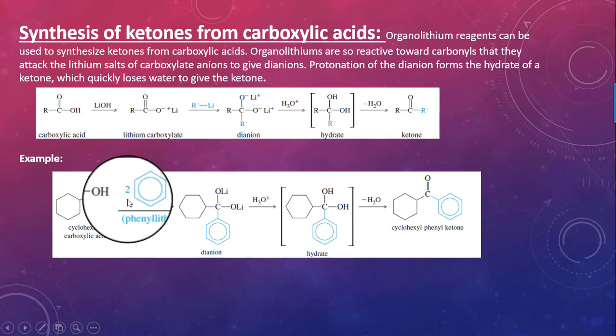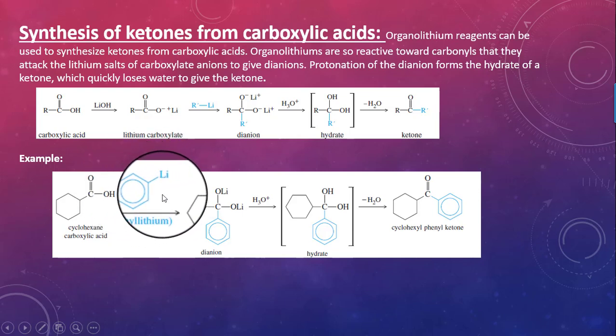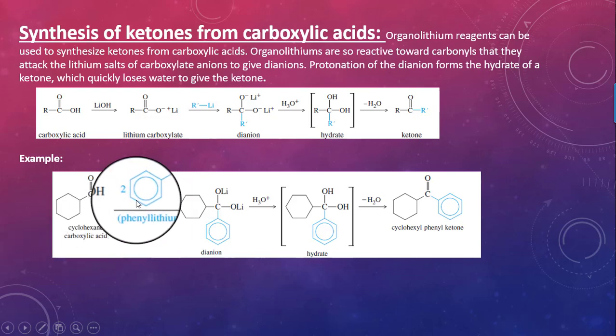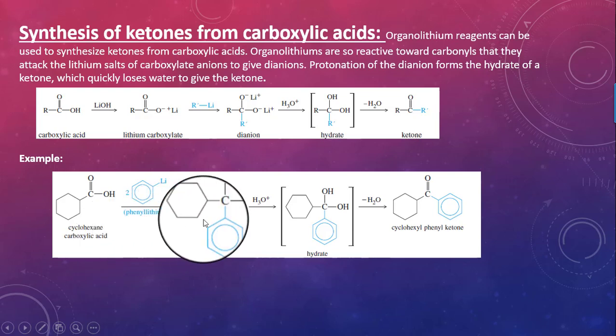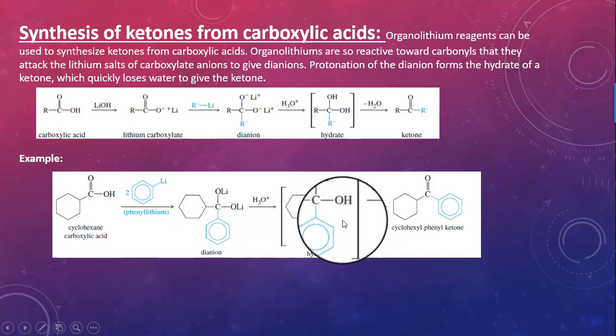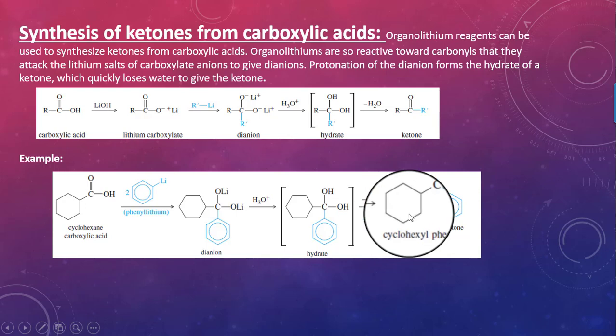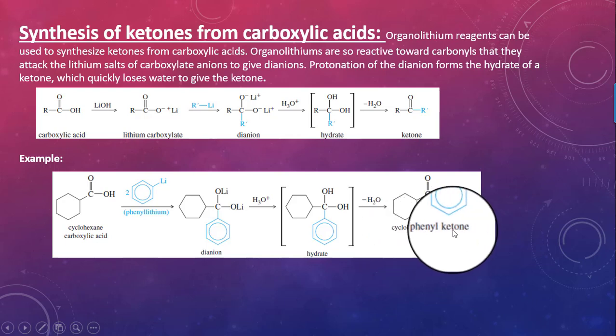If alkyl lithium is a cheap compound, then we can use it in excess. Like here, two equivalents of alkyl lithium, that is phenyl lithium, are made to react with cyclohexane carboxylic acid. This leads to the formation of the dianion, and protonation of this dianion leads to the formation of hydrate, and this hydrate loses water molecule to form ketone, that is cyclohexyl phenyl ketone.